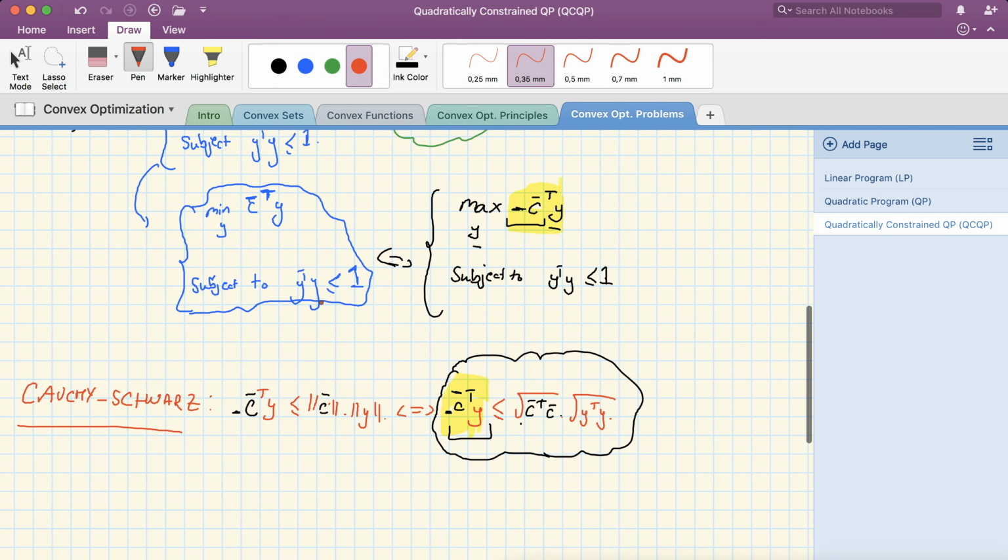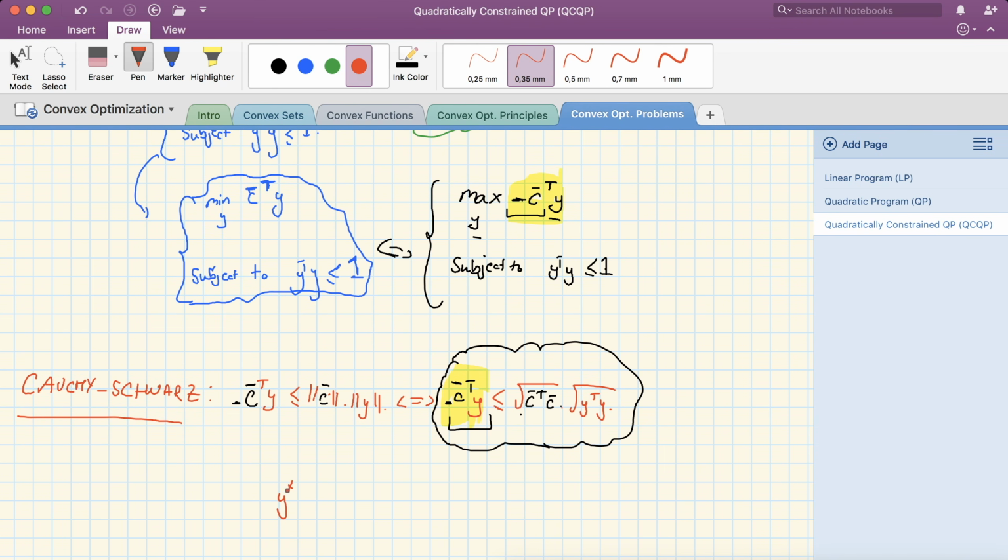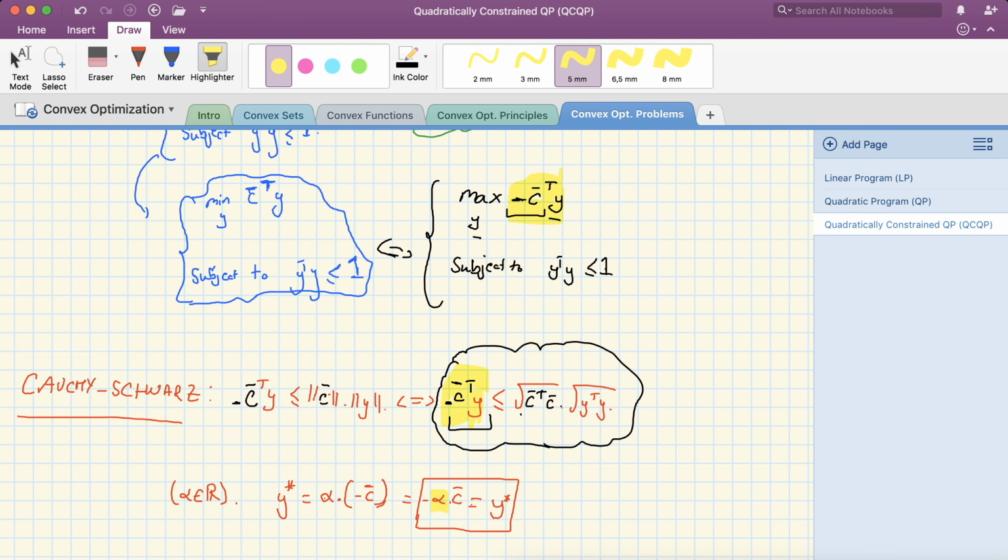So if I go ahead and choose my y, let's call it y star, because this is the optimal y. This is the y that maximizes this or minimizes this, right? So when it's equal to alpha, where alpha is a scalar, so alpha is in R, times the vector minus c bar, which is minus alpha c bar. So there you go. This is an optimal solution, but we still have to figure out alpha. Okay, it's a multiple of c bar, good, but what is alpha? You can't leave a free parameter hanging as such. You didn't solve your problem.